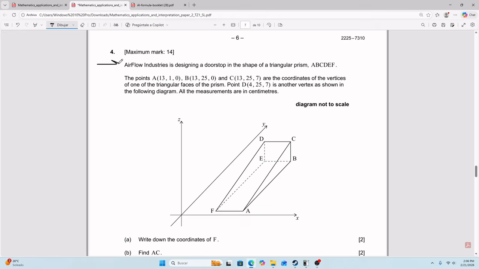So we have that Airflow Industries is designing a doorstop in the shape of a triangular prism. That's the first thing that they tell us. What the heck is a triangular prism? For me, this is extremely intuitive. If you ask your teacher, he's probably going to disagree.